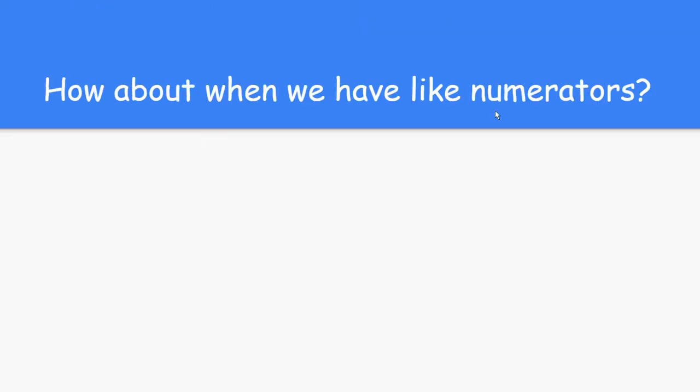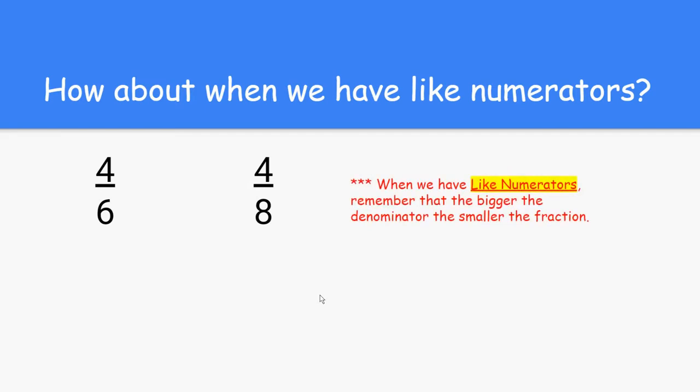All right. So what about if we had like numerators, right? That top number. What if those were the same? So let's look at this fraction now. 4/6 and 4/8. Think of the strategy that you used in this particular case. Give you a second. Okay. So when we have like numerators, we remember that the bigger the denominator, the smaller the fraction. So they're almost like opposites, right? We're thinking of opposites right there.